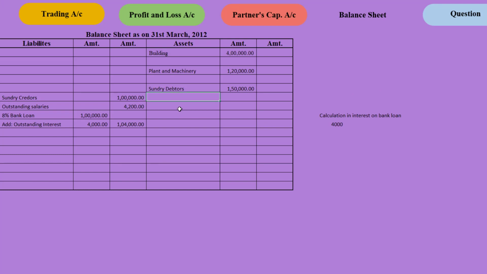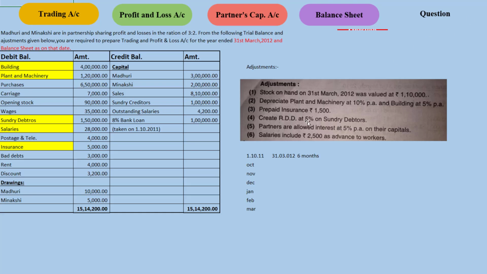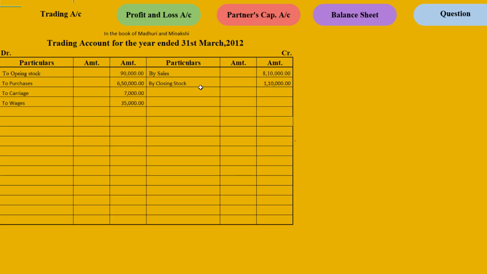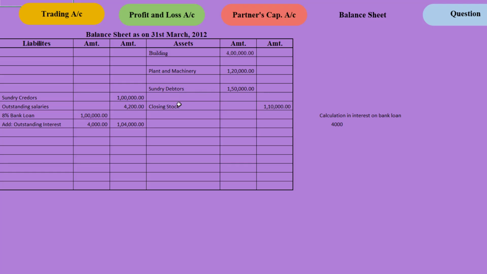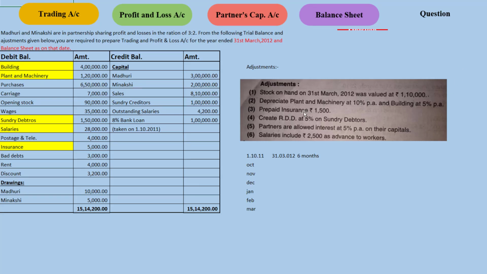Same way it will be written in balance sheet. Closing stock. Outer column because there is no adjustment. 1,10,000. Two effects are over. One effect we have given in trading account credit side, and second effect balance sheet asset side. Like this, every item should have minimum two effects.